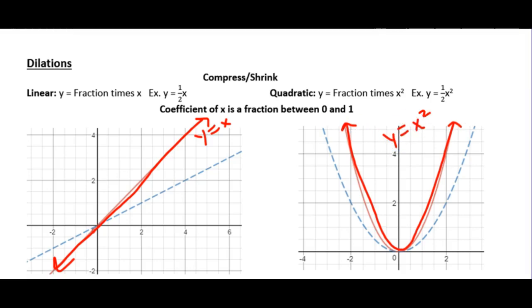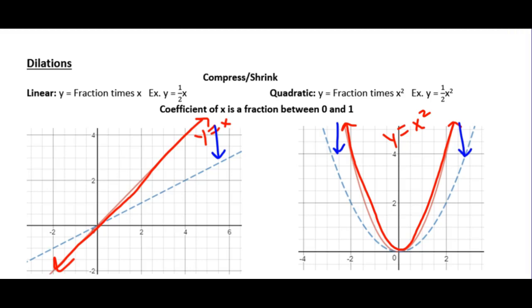When we have a compression, that means it's being flattened out. So flatten out, how can you tell? Well, if you look at the parent, the compression is being pushed down flatter. And the same thing on the quadratic. It's being pushed from both ends, but it's being pushed down so the shape is flattening out.